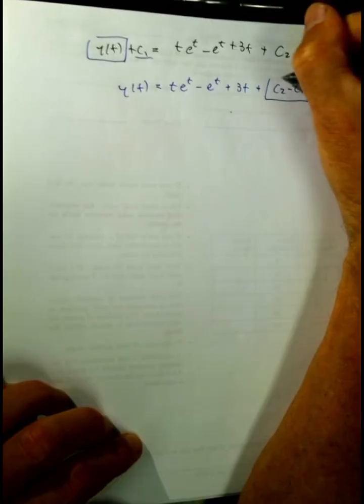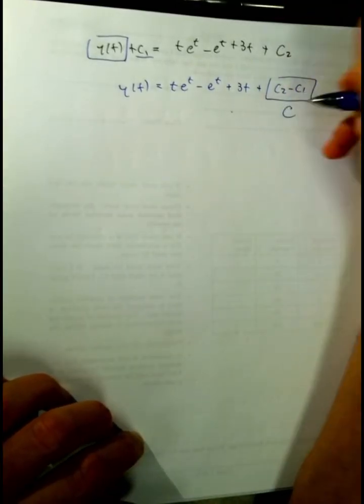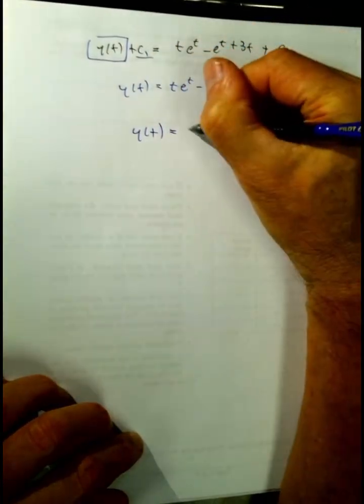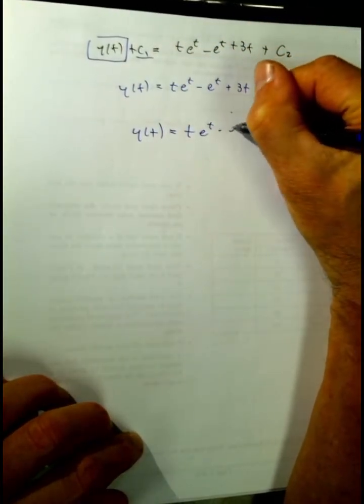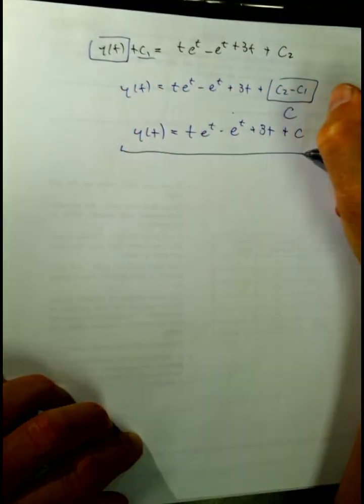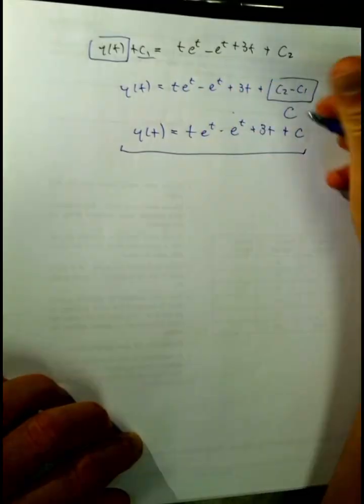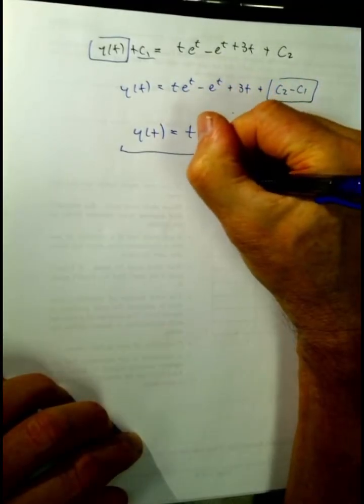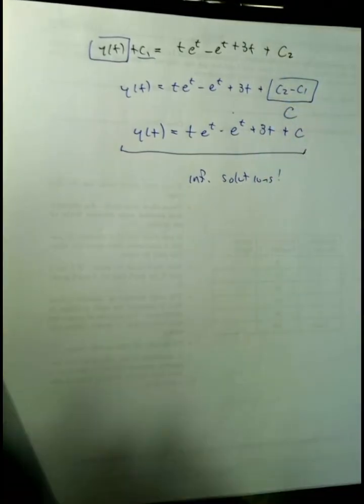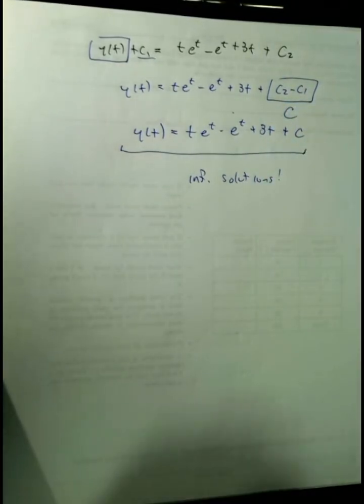But notice c2 minus c1, if they're both constants, that's just another constant. I'm just going to call that c. So I'm going to have y of t is t e to the t minus e to the t plus 3t plus some constant. And notice here I don't know the value of this constant. So I've got infinite solutions. All right, and that's going to be really important later.